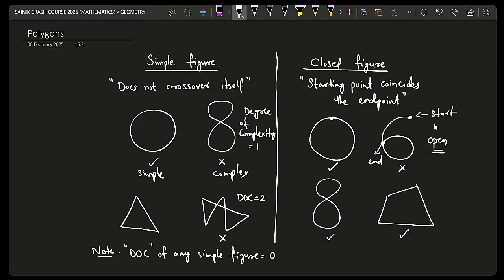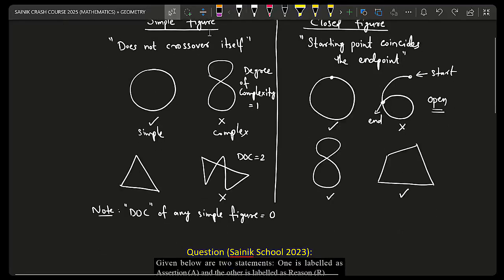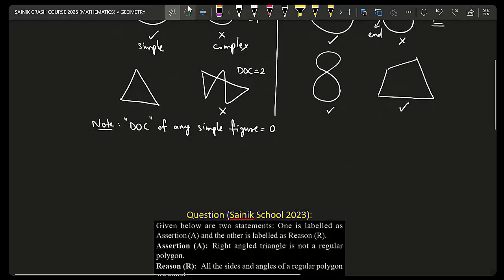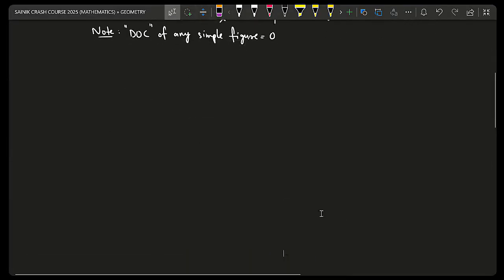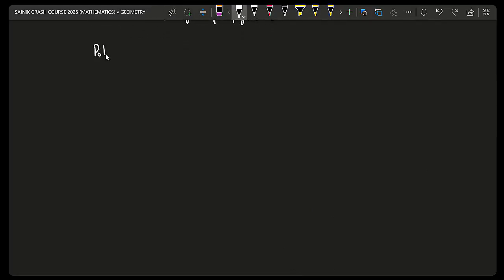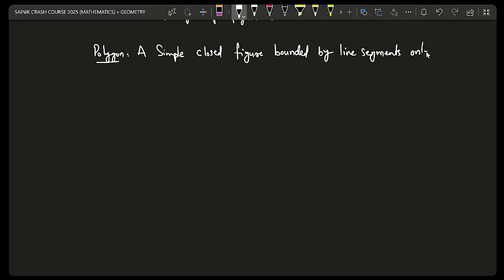So moving ahead, we understood what is a simple figure and a closed figure. Now we can define what is a polygon. In the polygon definition, we are going to use these two terms. That's why I explained. Now let us discuss what is a polygon. A simple closed figure bounded by line segments only. So it's called a polygon.